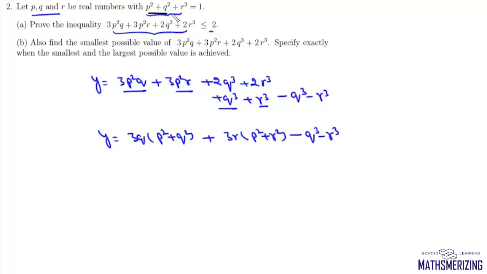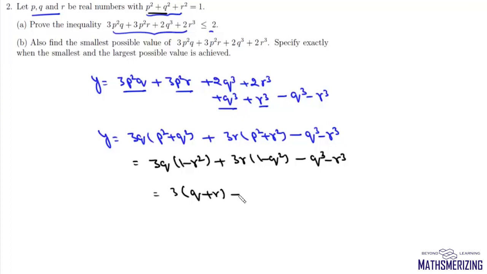Now p square plus q square is 1 minus r square. So we can write this as 3q into 1 minus r square, and here will be 3r into 1 minus q square, and minus q cube minus r cube. So it will be 3 into q plus r and then minus this q plus r whole cube. Now what we'll do is we'll let q plus r as some x, then this y will be 3x minus x cube. Now here we need to find range of x also.